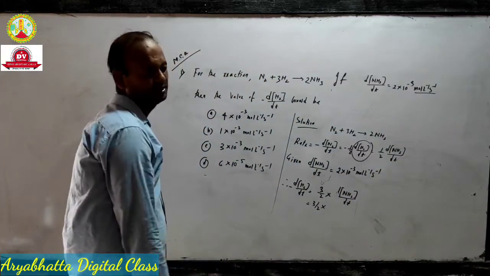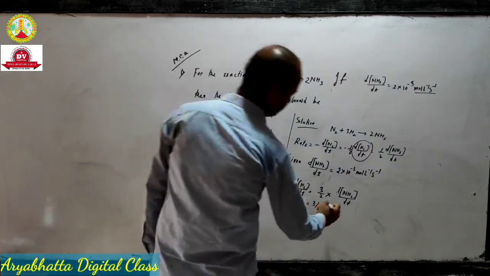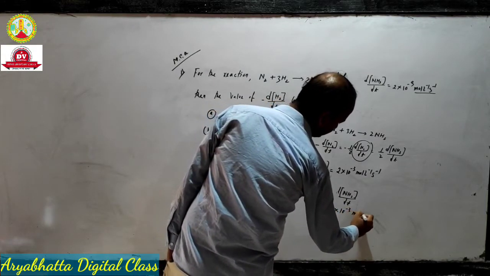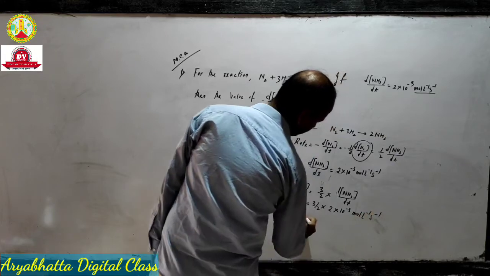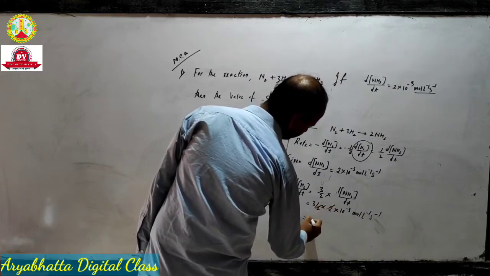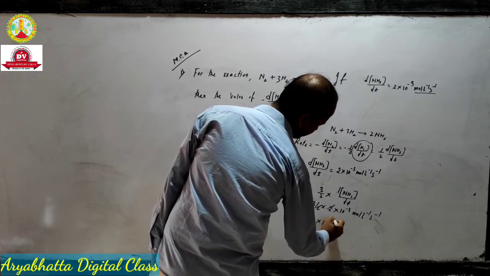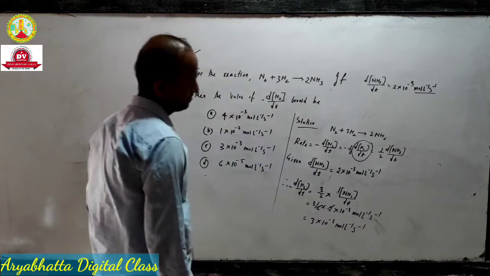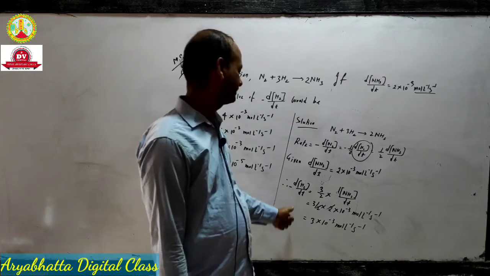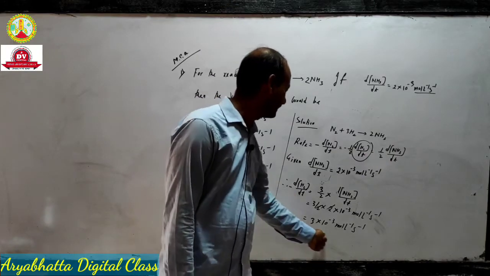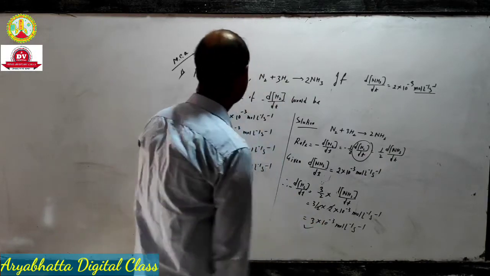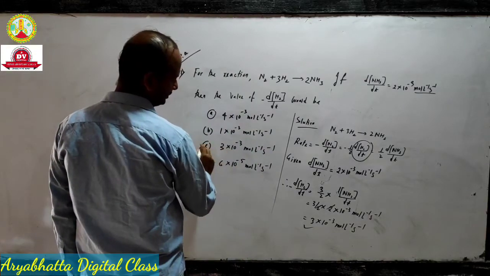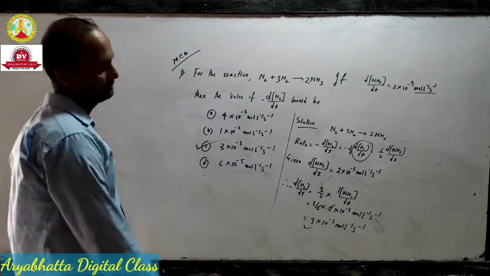2 into 10 to the power minus 3 mol liter inverse second inverse. Just put this value. After that, this will be cancelled. Remaining is 3 into 10 to the power minus 3 mol liter inverse second inverse. Now see, this is the rate of disappearance of hydrogen. This is the value for hydrogen. So out of 4 options, which one will be correct? Obviously this one, 3 into 10 to the power minus 3 mol liter inverse second inverse.